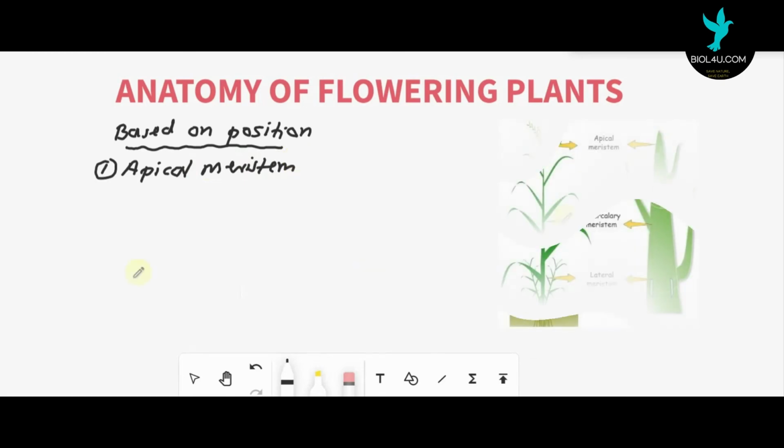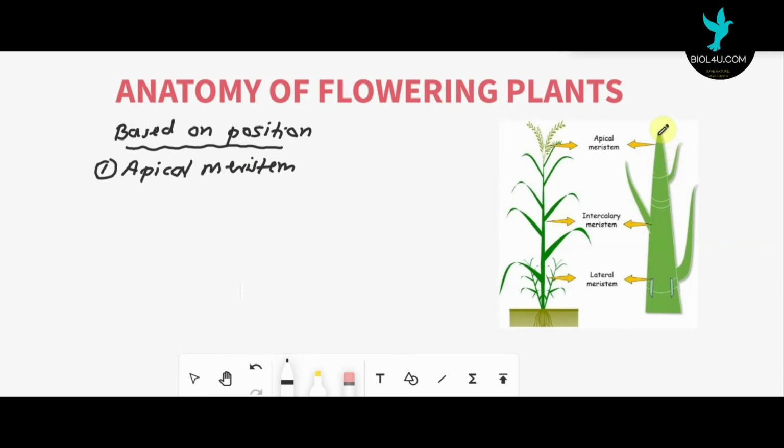So let us see. See here, this is the shoot apex and this is the root, and the root also has an apex. So that is the apical meristem. Meristem present at the apex of the plant, that is the apical meristem.